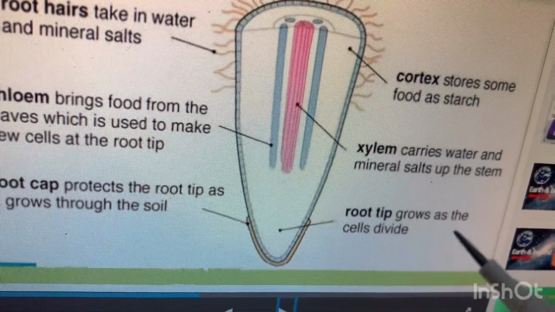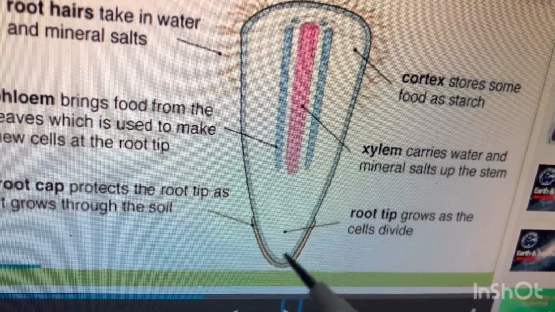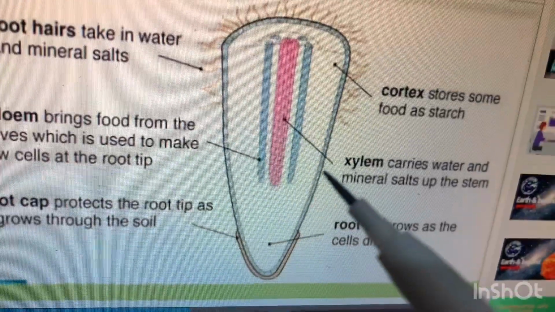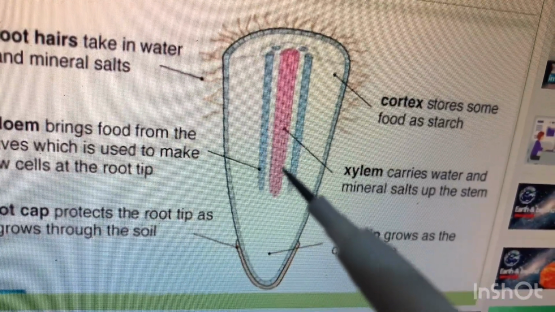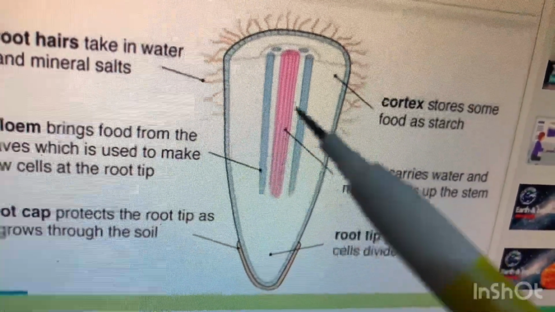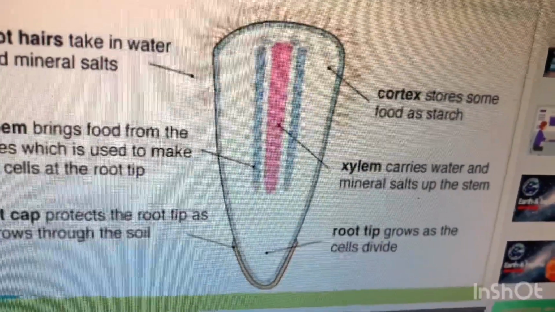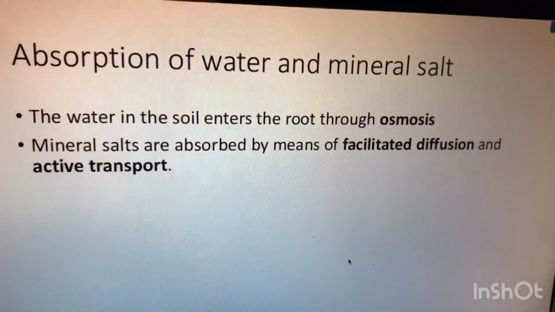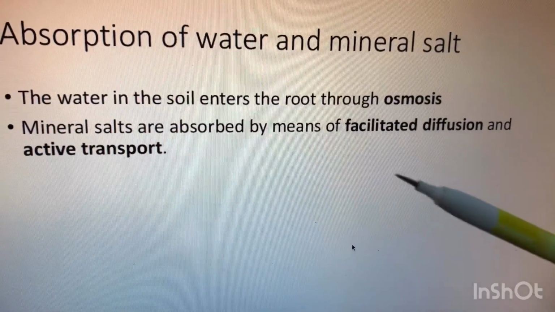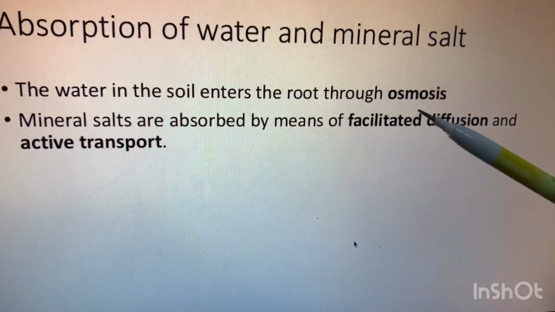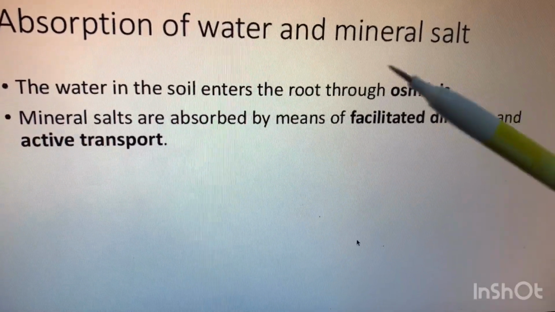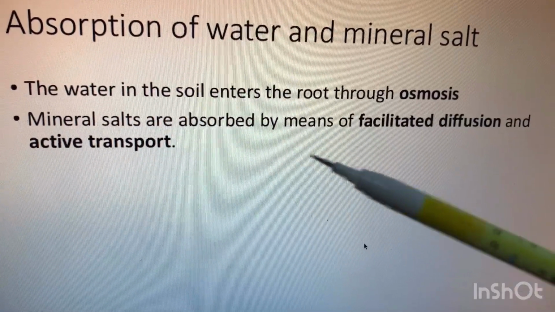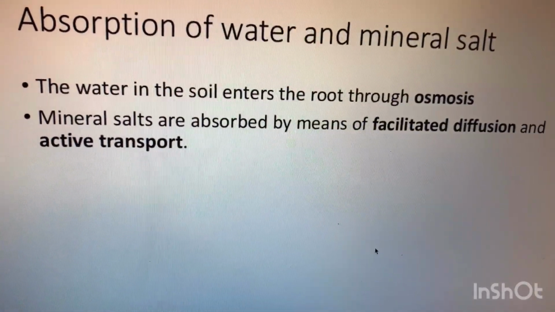The root tip grows as the cells divide. The xylem carries the water and mineral salts up the stem. The cortex will store some food as starch. The water in the soil enters the root through osmosis, as we have discussed earlier. Mineral salts are absorbed by means of facilitated diffusion and active transport.